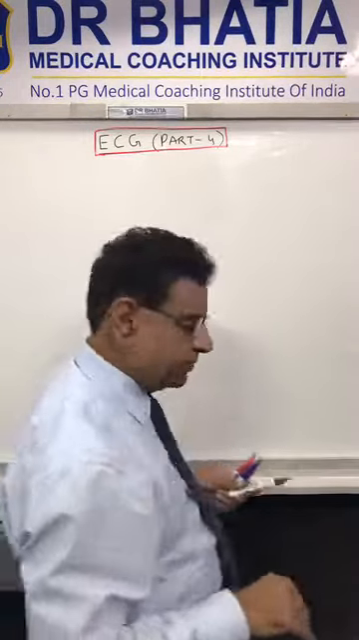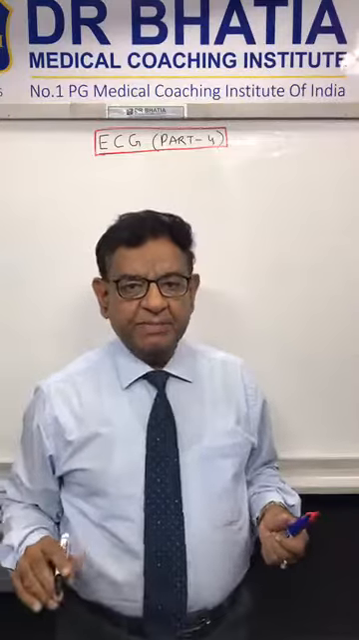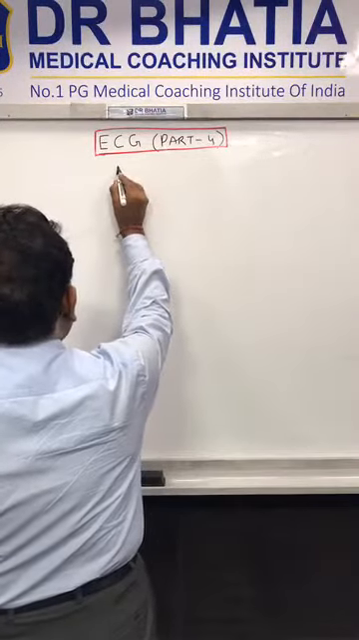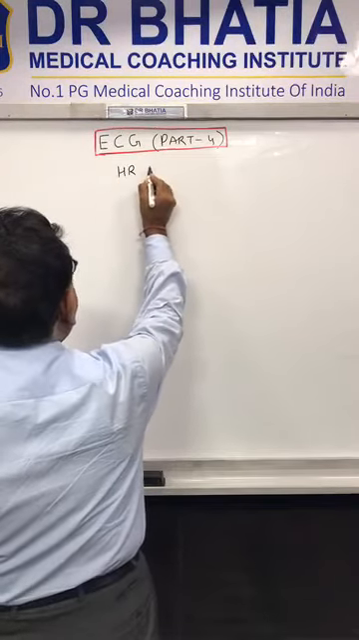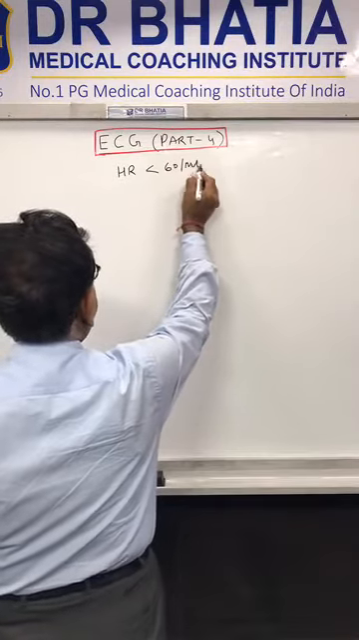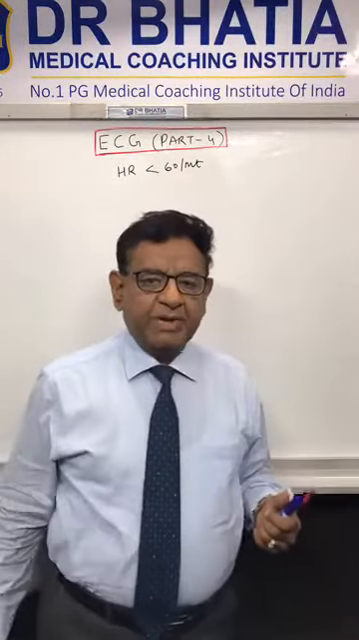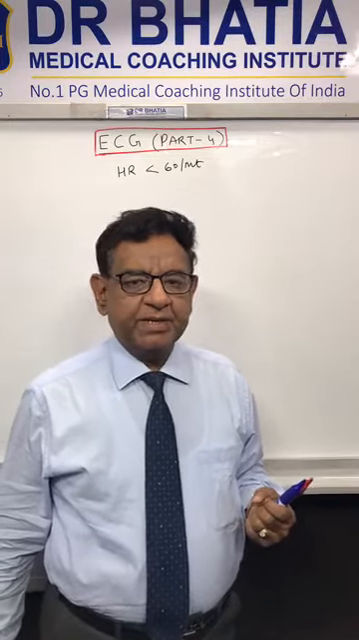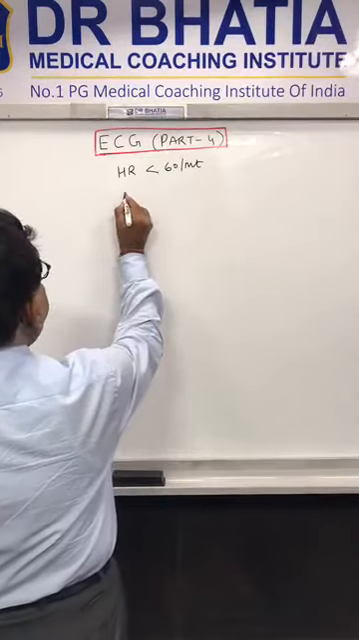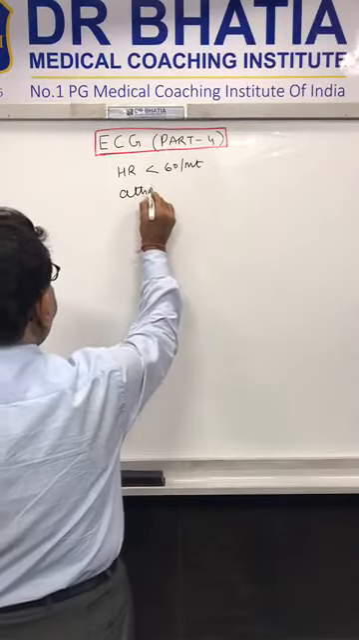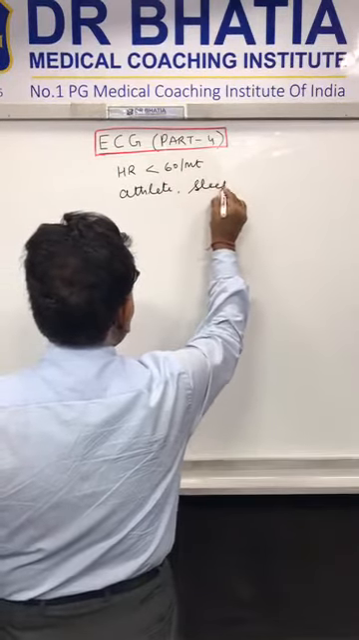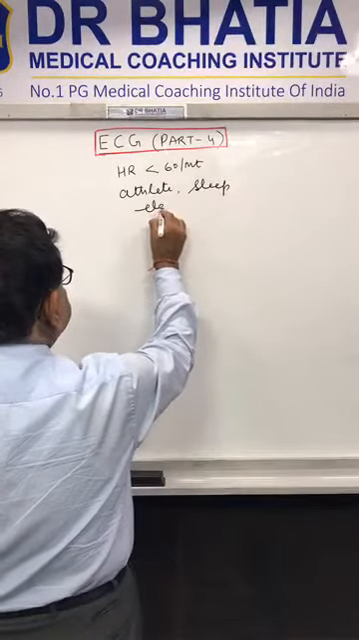Now we talk about bradyarrhythmias. In bradyarrhythmias, the heart rate is less than 60 per minute. Now, bradycardia can be physiological also. The physiological causes are athletes, sleep, an elderly person.